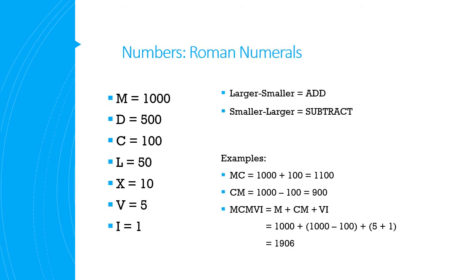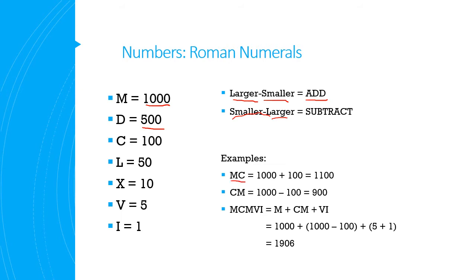There might also be some questions about converting to or from Roman numerals. In a Roman numeral, every letter has a value. So the letter M is worth 1,000, letter D 500, and so on. The only tricky part of Roman numerals is that if you have a larger letter, a letter that's worth more, followed immediately by a smaller one, then you add their two values together. But if they're in the opposite order, a smaller letter followed by a larger one, then you subtract.